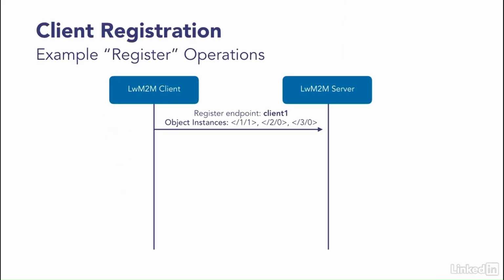Let's see the example register operation. First, the client sends the request with some information, like endpoint name, registration lifetime, binding modes supported, the list of objects, and available object instances in the client.